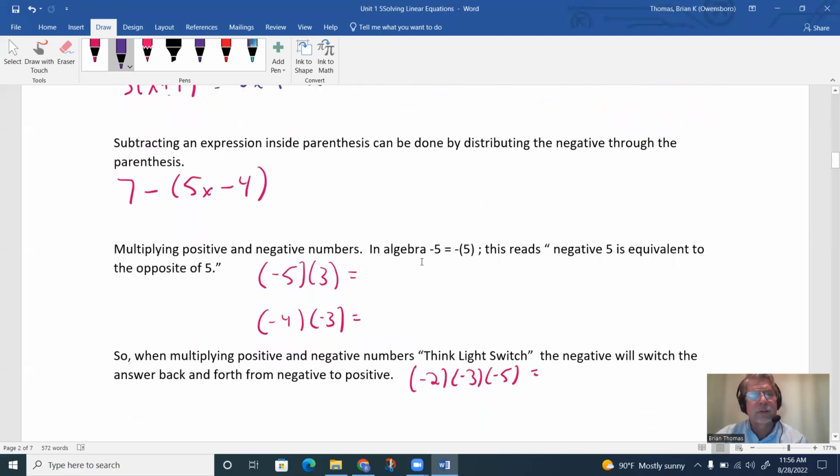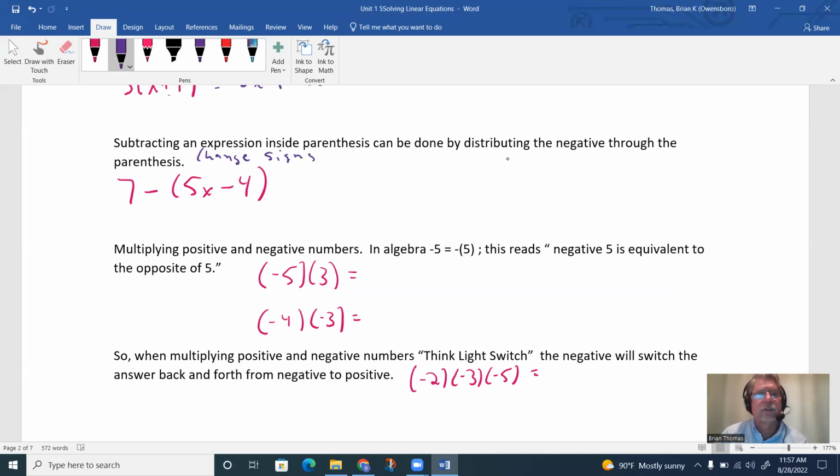Another thing you may come across in this class is subtraction. It gets confusing. One of the things we pick up on is that when there's an expression with parentheses behind the subtraction symbol, we can distribute the negative through the parentheses. When you distribute a negative through the parentheses, there's a changing of signs.